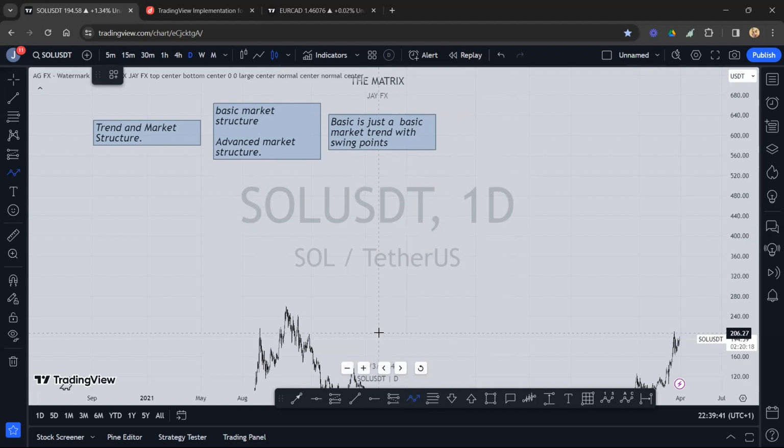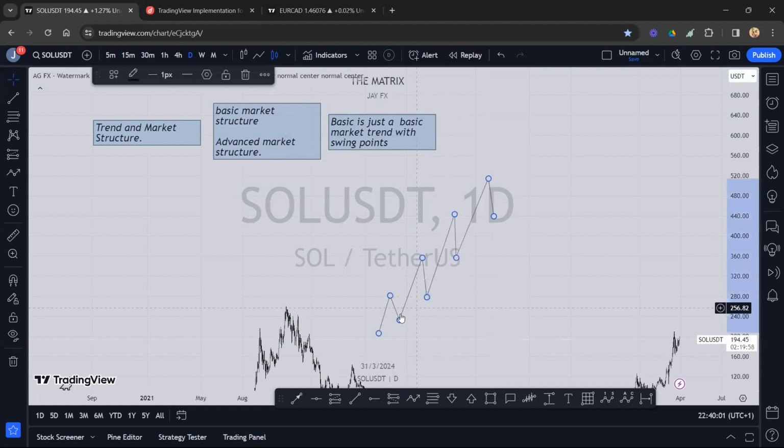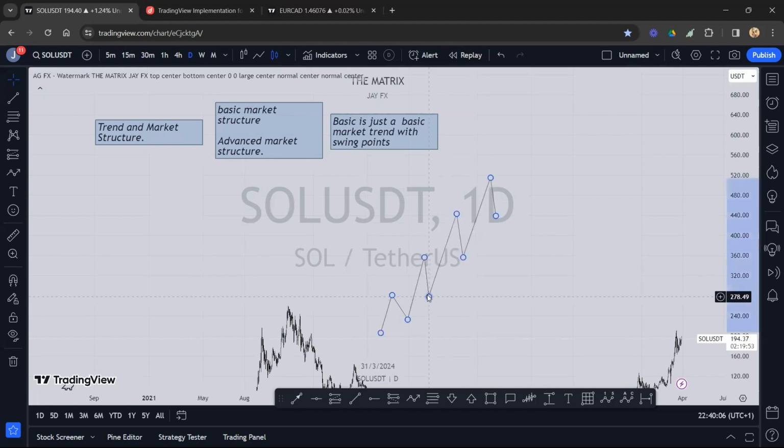So let's use an uptrend for our example. So we have a high, we have a low. Now we have another high and we have a low. We have another high and we have a low. We have another high and we have a low. Now what do I mean by swing points? Let me show what I mean by swing points. I'm going to pull up my rectangle tool to draw swing points for you, okay?